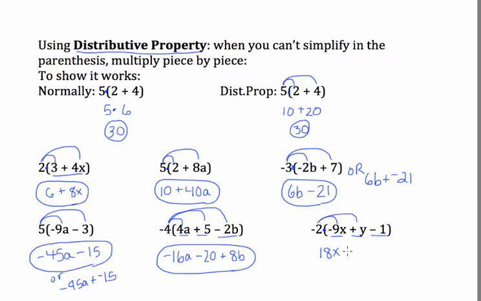Negative 2 times y is negative 2y. And negative 2 times negative 1, a negative times a negative is a positive 2. There are no like terms, so I cannot add or subtract. That's my final answer.